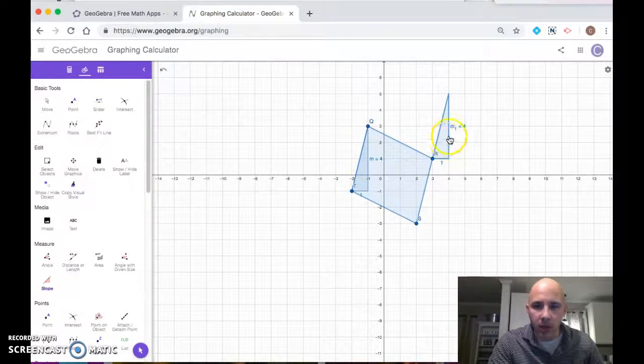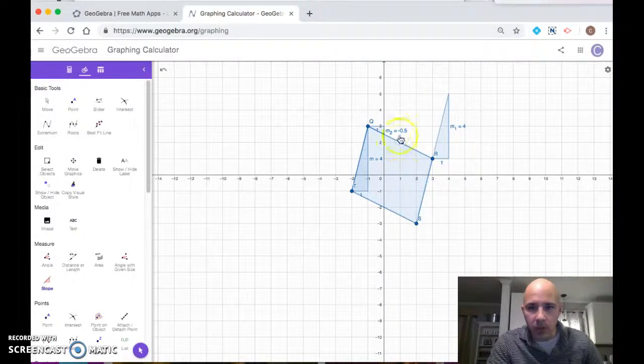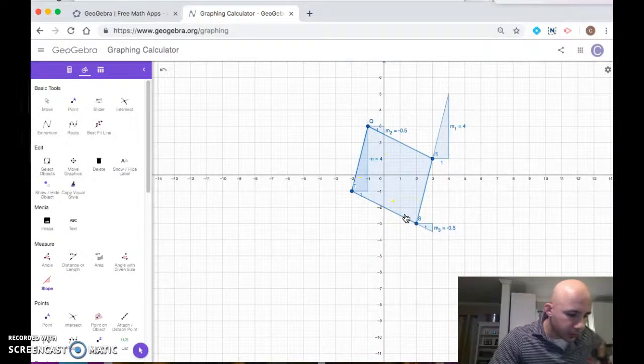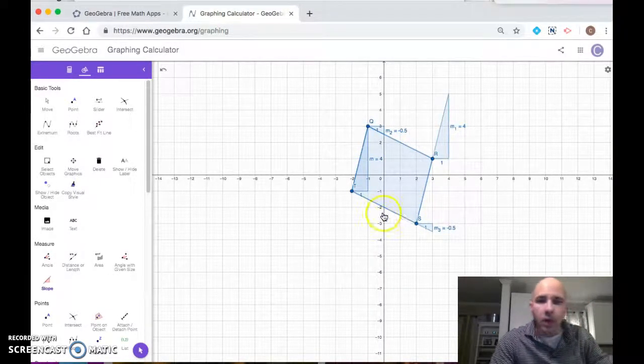Since they're both parallel, I know that at least those opposite sides are parallel. So I'm going to check and see if this is parallel. So this is negative 0.5. So if this line TS is negative 0.5, then we can safely say that this is a parallelogram because the lines here are parallel. The lines here are also parallel. If you have any questions, you can let me know. Thank you.